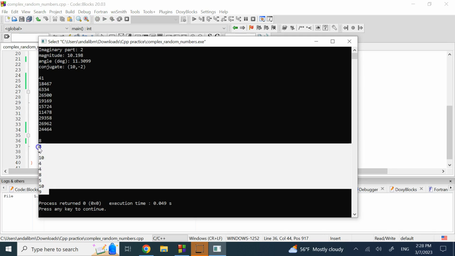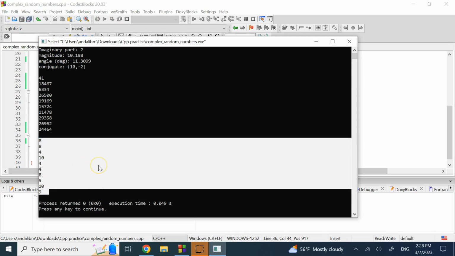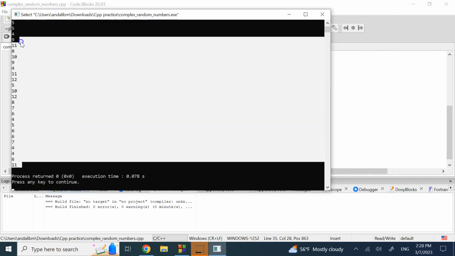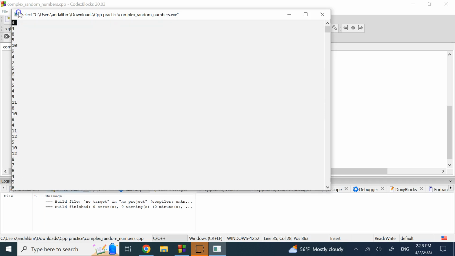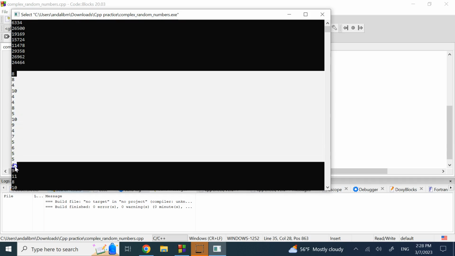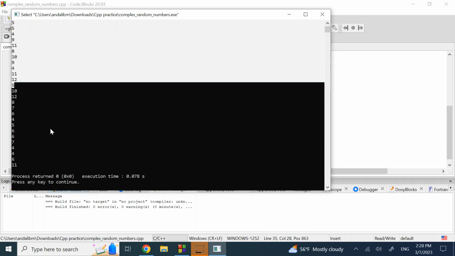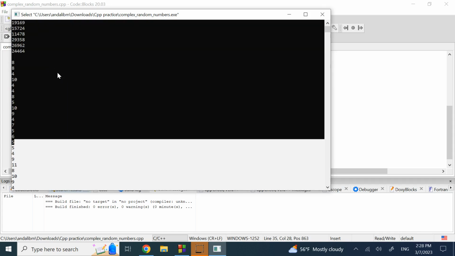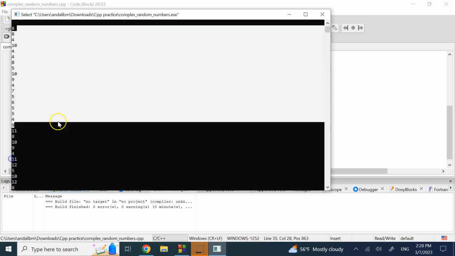So look at these numbers. As you can see, they are all between 3 to 12, and it doesn't matter if instead of 10 I make it 40, I still should get all of the numbers in that range, right? So as you can see here, look at all of these numbers. They are all between basically 3 to 12.